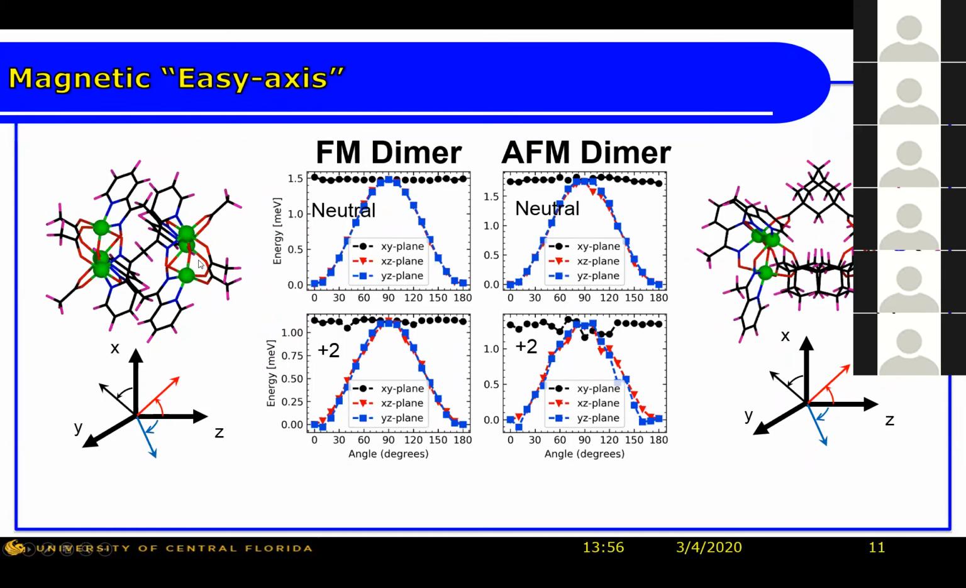Here what we did is we wanted to find out the easy axis for this, and the easy axis turns out to be this direction, and we are calling that the Z direction. That's the one that's perpendicular to the plane of the molecules. And what you find is that this is the magnetization in the plane, and so that is the easy axis, and is then along the Z direction. The same thing happens for the ferromagnetic and then for the antiferromagnetic dimer.